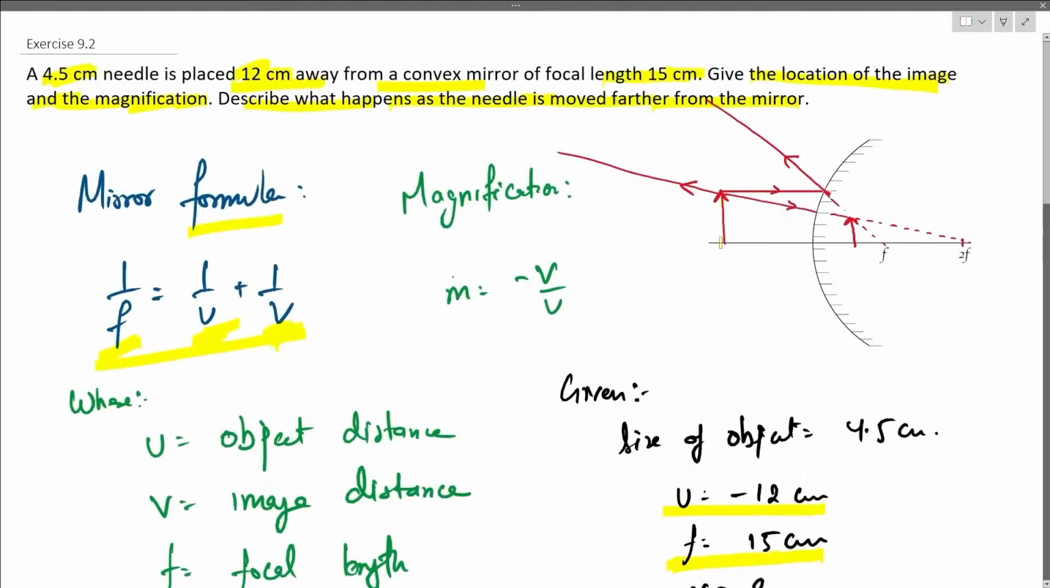Or if we move this object away from this mirror, the image will move towards the focal point, and the magnification will reduce more and it will become more diminished.